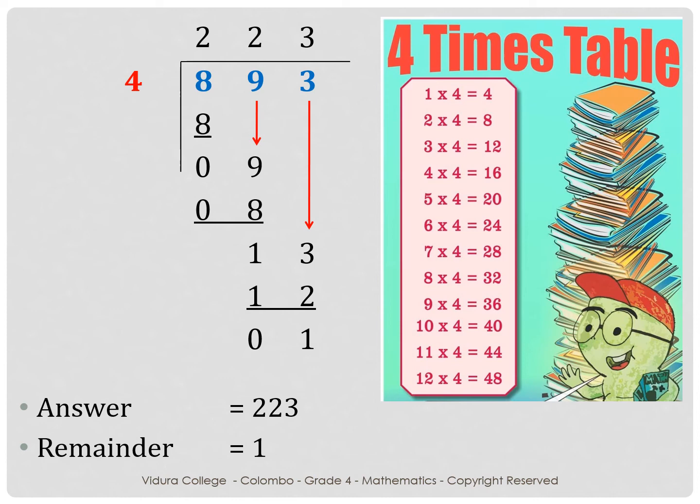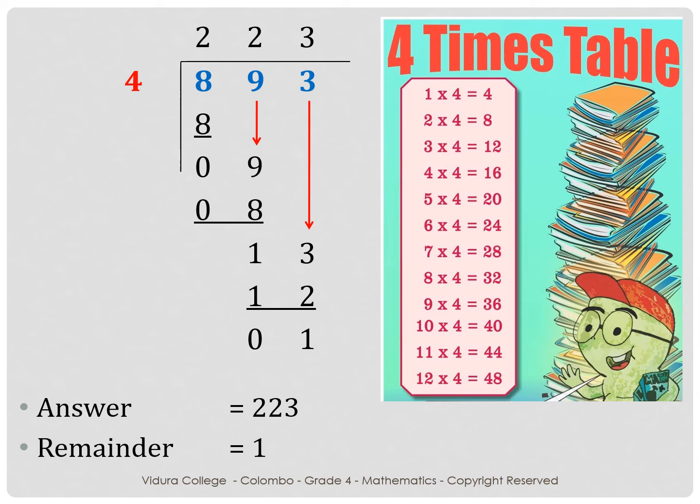Can you see children? As I told you, here first digit is 8. Now you want to divide 8 by 4. Here as the divisor is 4, we are using 4 times table to find the answer, which is equal or less than 8. Can you say 4 times 2 equals 8? So you want to write 2 above 8 as shown.